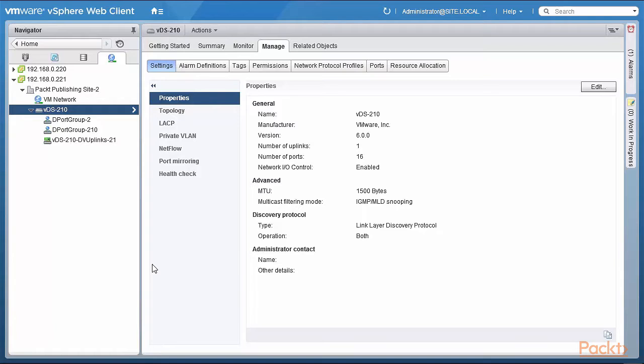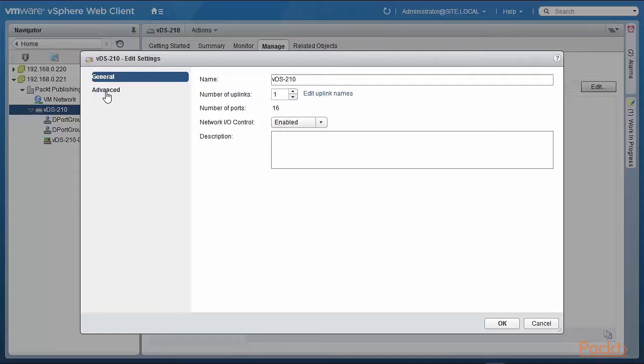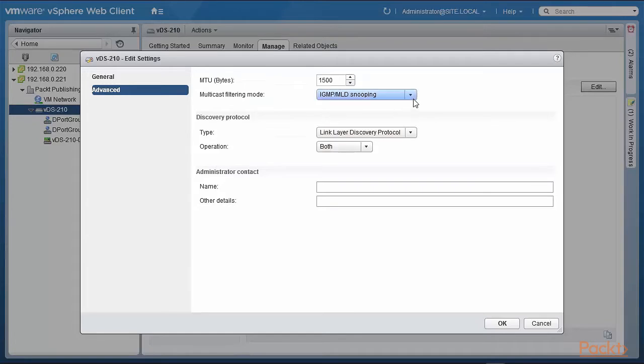In Cisco devices, you basically set IGMP snooping on. That's really all there is to it. And it is the same thing here as well. When I look at settings, in edit settings, click on advanced, and you have IGMP MLD snooping or basic. I think it's good to set up IGMP MLD snooping anyway. I see no reason why one should work with basic.